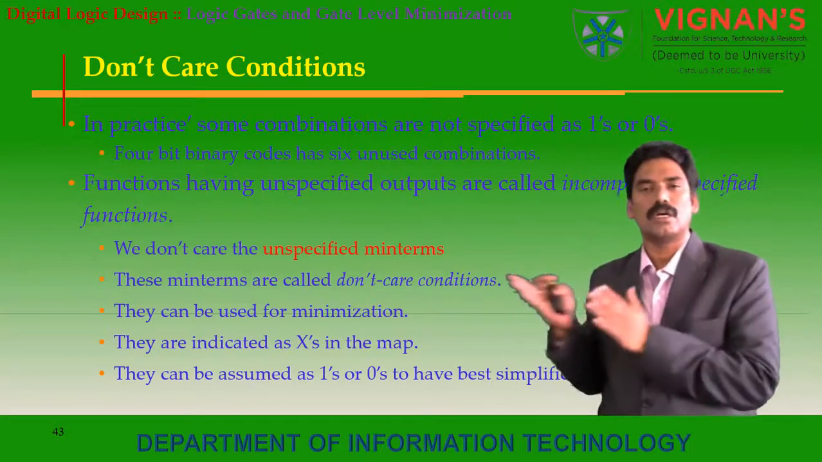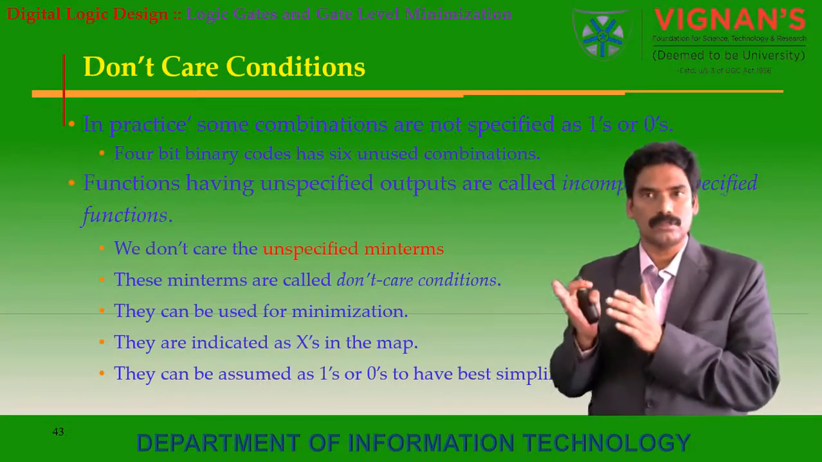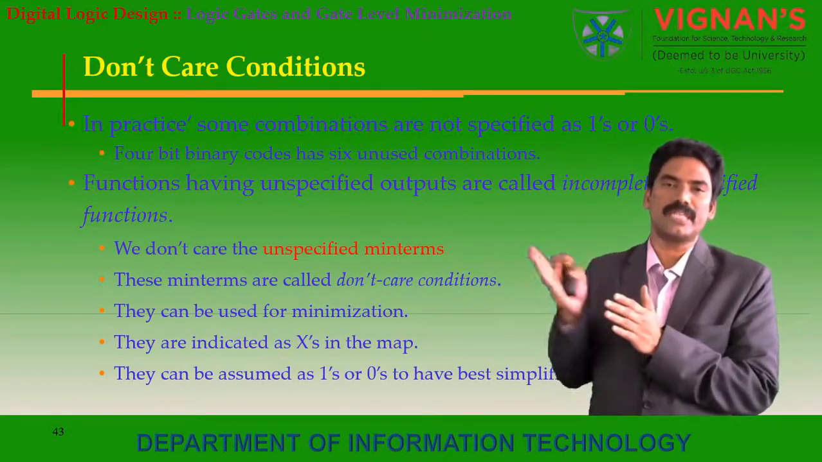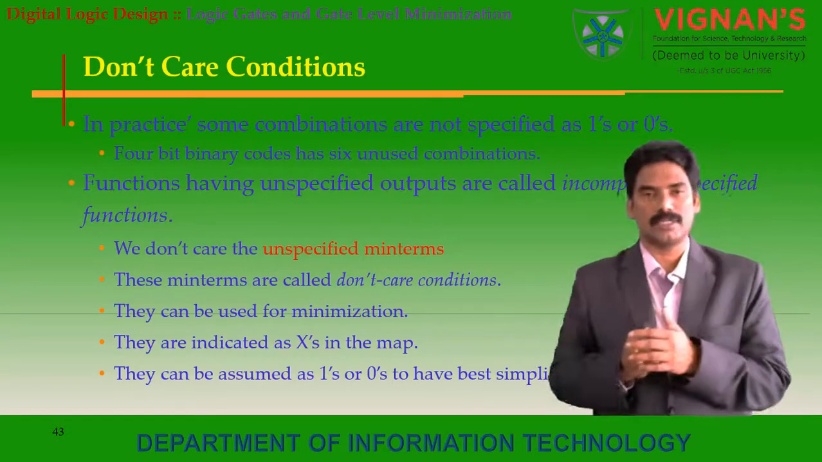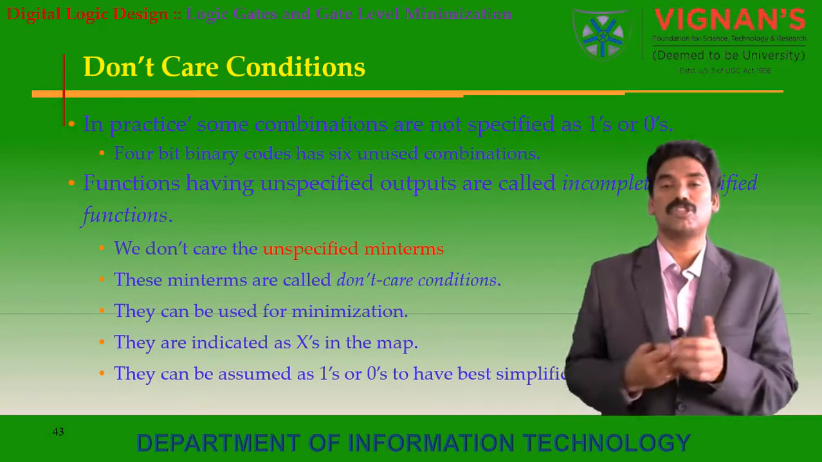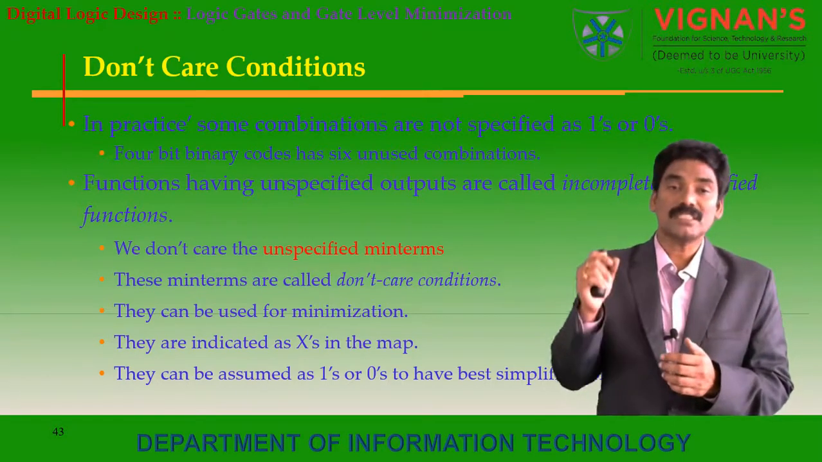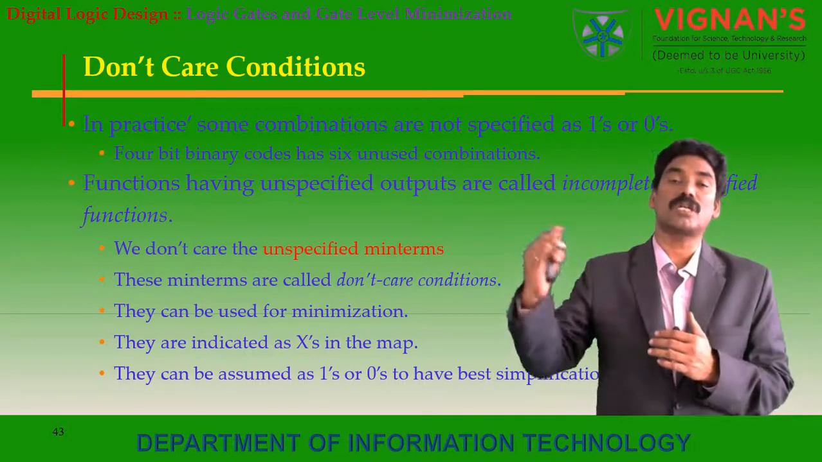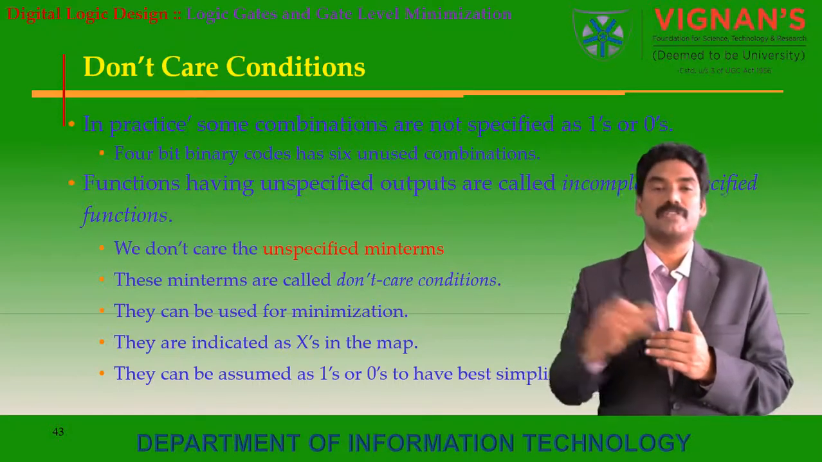Those 6 combinations from 10 to 15 are unused combinations. Those are considered as don't care conditions in simplification of Boolean expressions. Functions having unspecified outputs are called incompletely specified functions.